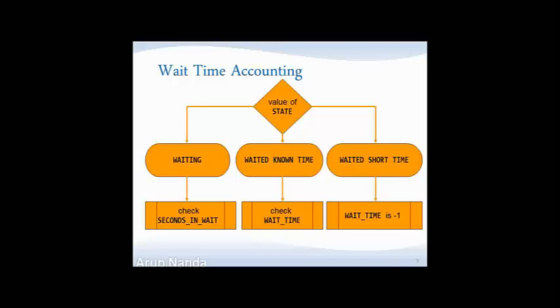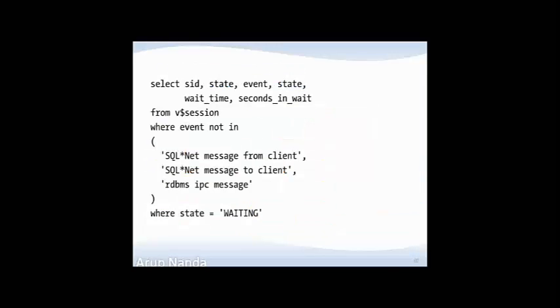If it is waited known time, then the session is doing some productive work right now. It's not waiting. But in that case, check wait_time to find out what the session was waiting on when it did the wait. If you see waited short time, again the session is doing productive work, and in that case wait time would be -1 because it's doing productive work right now, but how much it waited earlier was too difficult for Oracle to measure. That's the reason why it did the -1.